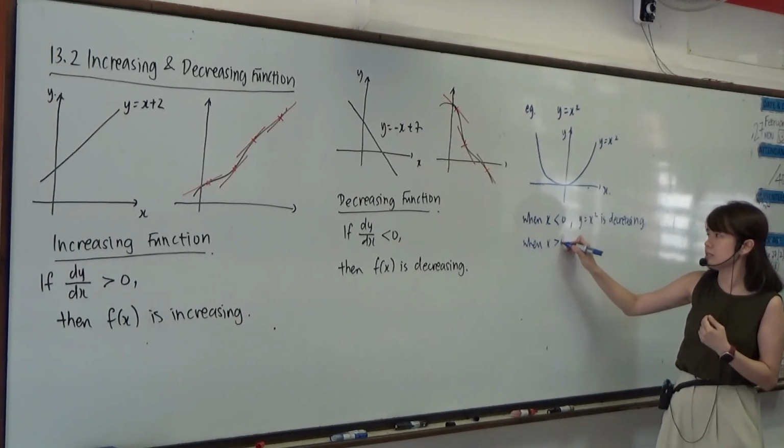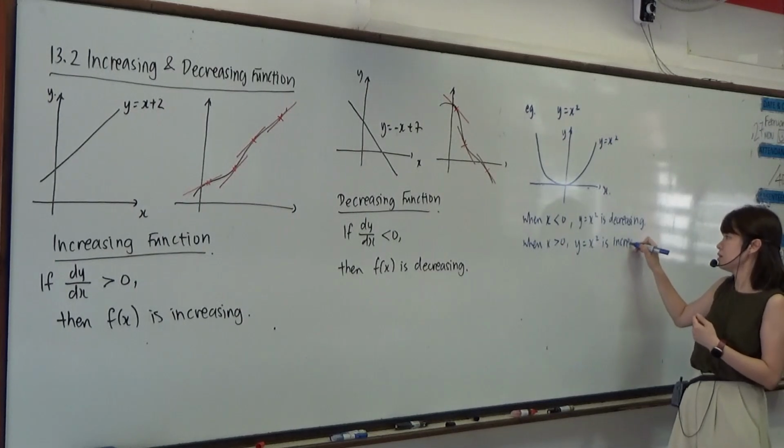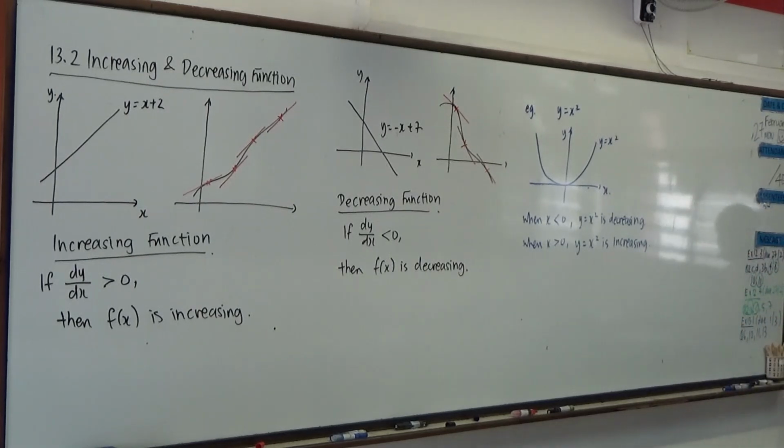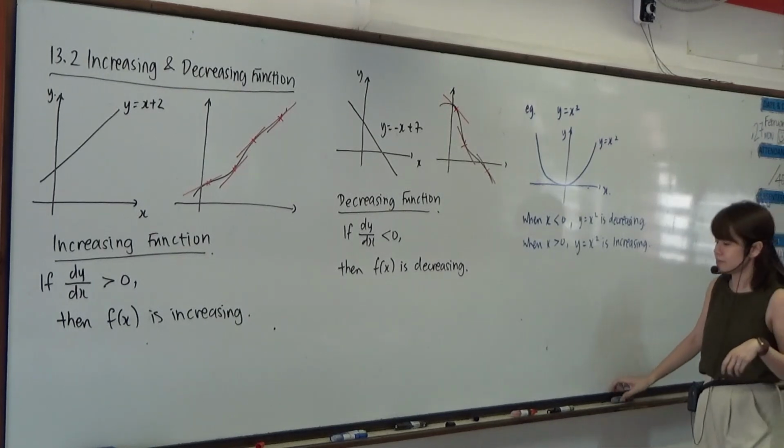So to write it in mathematical terms, we say that when x is less than 0, because this is where x is negative, y equals x squared is decreasing. And when x is more than 0, y equals x squared is increasing. So it can be just for specific values of x that our function is increasing or decreasing. It may not be all the values of x. This idea of all real values of x, we touched upon when we first got introduced to A Maths last year, in chapter 1 and chapter 2, sorry.